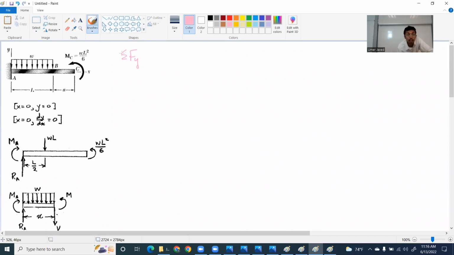Summation Fy, and this is my positive, is equal to 0. Then I have Ra, my reaction, minus WL equal to 0. Right? And Ra is equal to W multiplied by L. Then I have anti-clockwise moment as positive. I will do summation of moment about point A equal to 0.